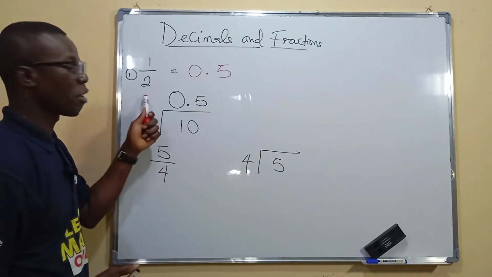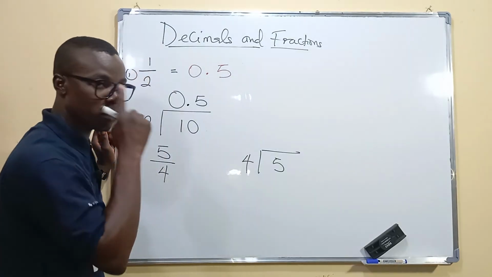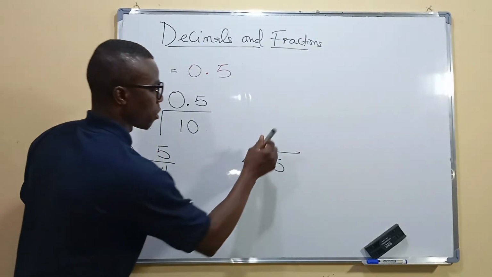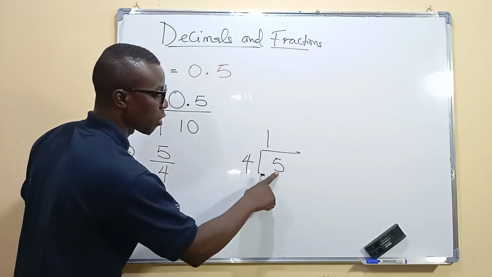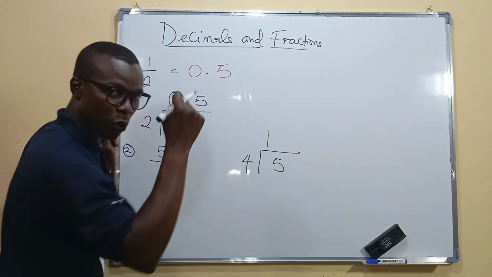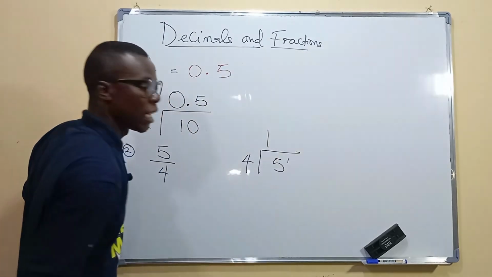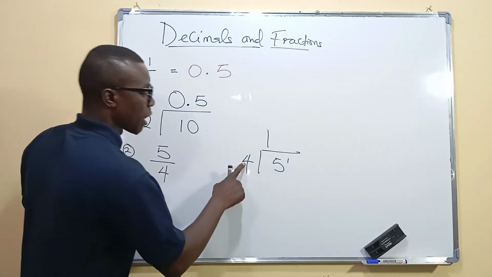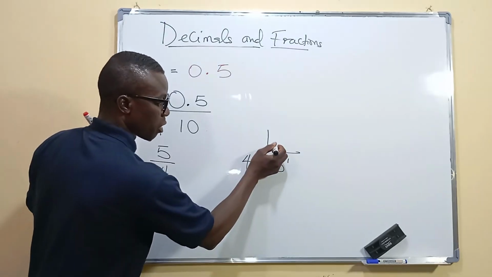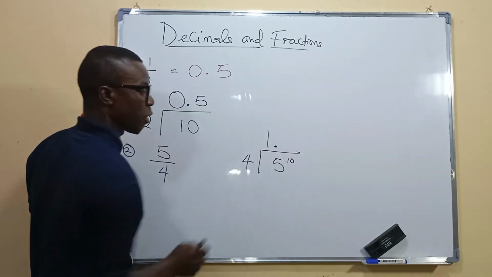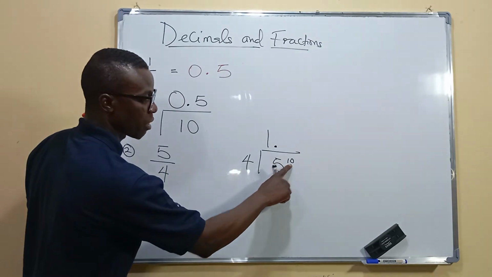Now you can see this is quite different from the previous example. How many 4 can I have in 5? Of course, I can bring out 1. So that is 1, right? Out of 5, I can bring out one 4, and I'm going to be left with 1. Now, can I bring out 4 out of this 1? No. So I'm going to introduce the point and then add 0 to this. So it becomes 10.